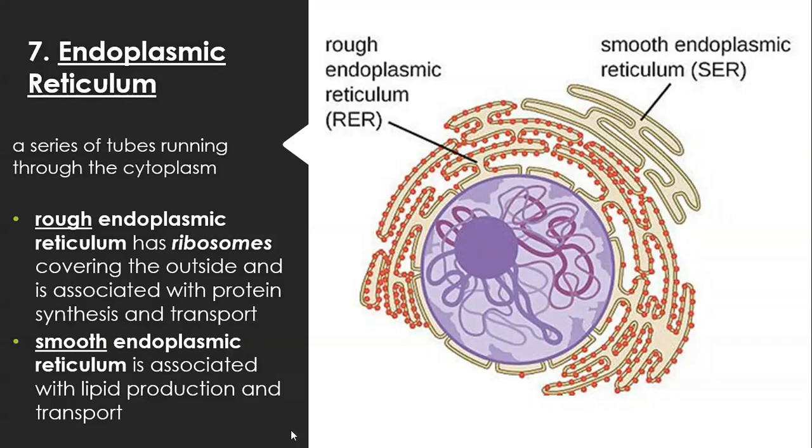So this would be like your road system through the cell. Okay, these are like roads. And they're set up through the cytoplasm to allow nutrients and waste products to move around the cell, just like a road. Okay, allows the transport of goods and materials. Now there's two types of endoplasmic reticulum, rough and smooth.